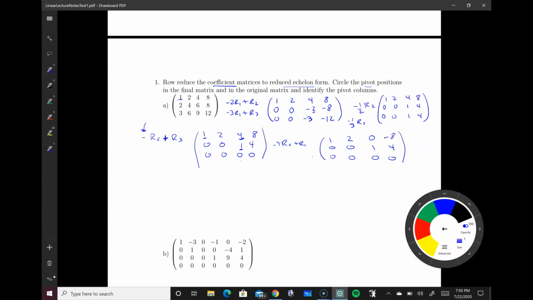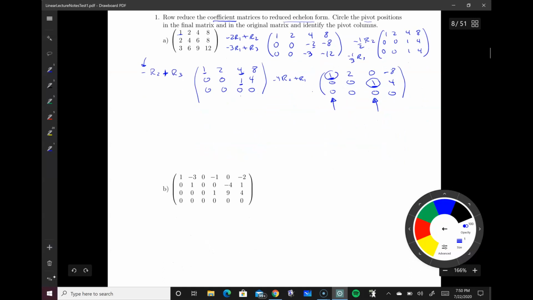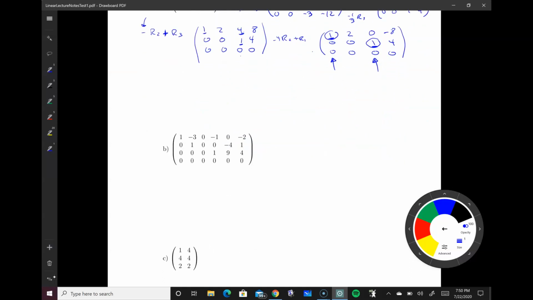All right, so this is the RREF, or the reduced echelon. These are the pivot positions. So circle the pivot positions and identify the pivot columns. So these are the 2 pivot columns. All right, let's do this one. This one looks almost done for us.